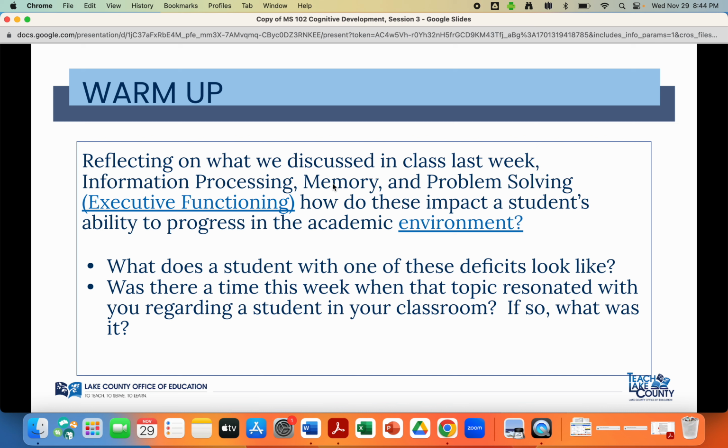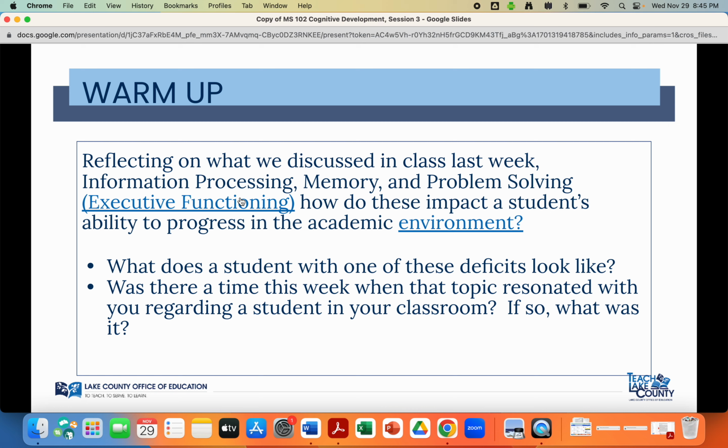For the warm-up today, reflecting on what we discussed in class last week: information processing, memory, problem solving, executive functioning. How do these impact a student's ability to progress in the academic environment? What does a student with one of these deficits look like? Was there a time this week when that topic resonated with you regarding a student in your classroom? If so, what was it?